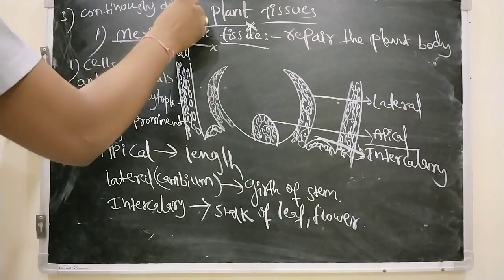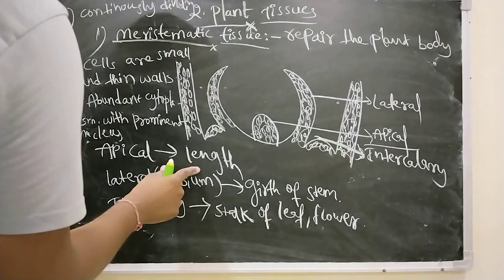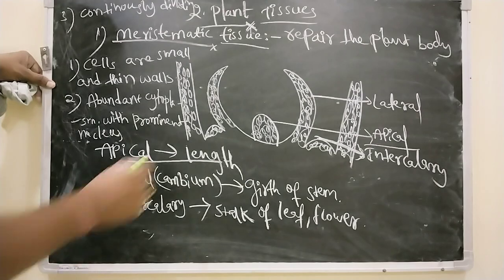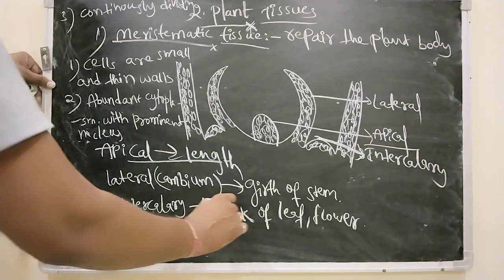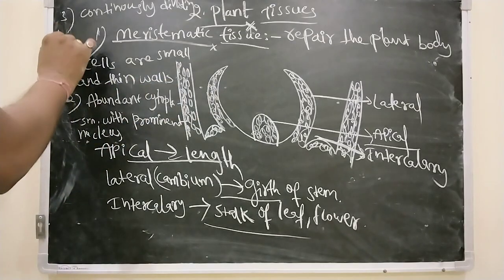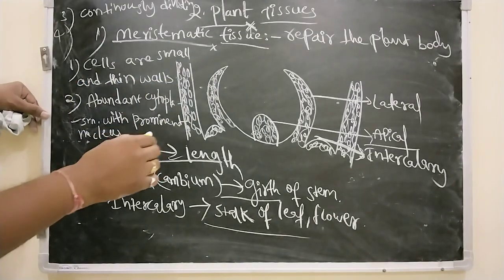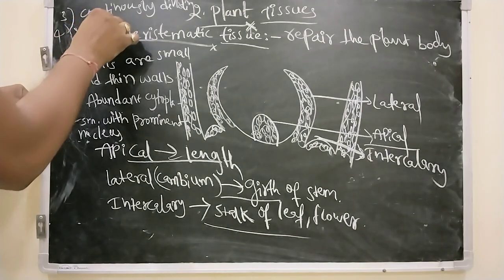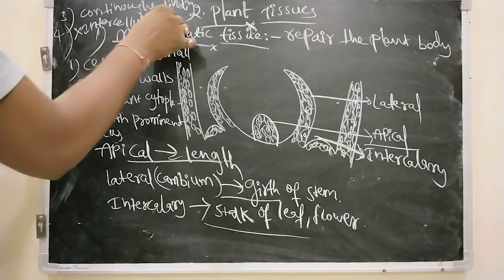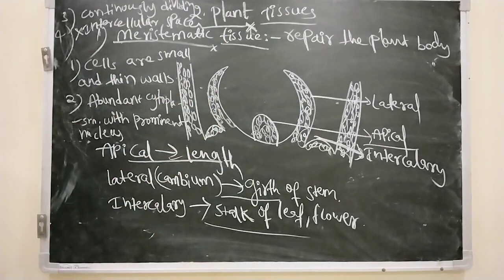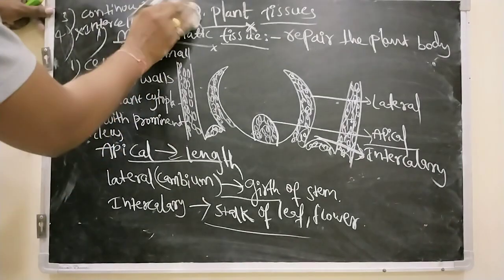Why? Because where the length has to increase, the number of cells will definitely increase, so the cells have to divide. So these are continuously dividing cells. Next, these cells do not have intercellular spaces, as the cells are compactly, tightly and closely arranged. Next tissue.